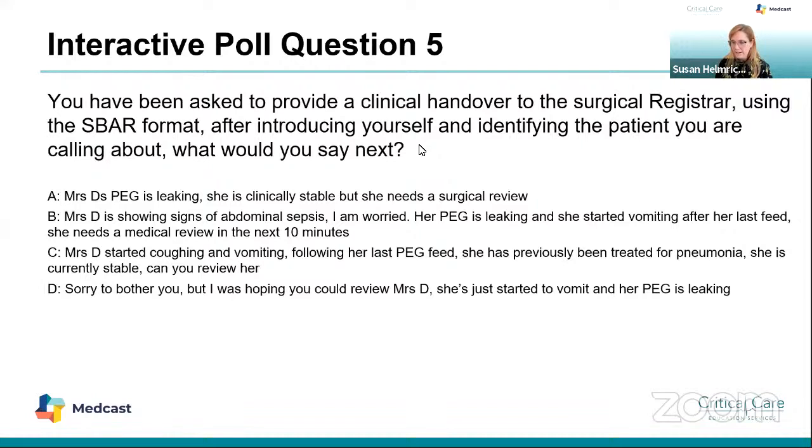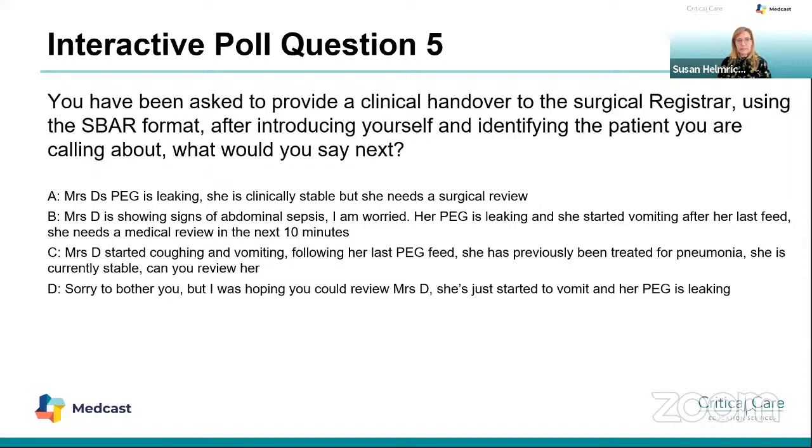All right, so I'll just end that poll now and share the results. The majority of you have chosen the best option there. It's really important when we're providing handover that we're quite succinct with the information. We need to identify that we're worried about abdominal sepsis, using language like I'm worried, I'm concerned. That gets the attention of the team that we're talking to.